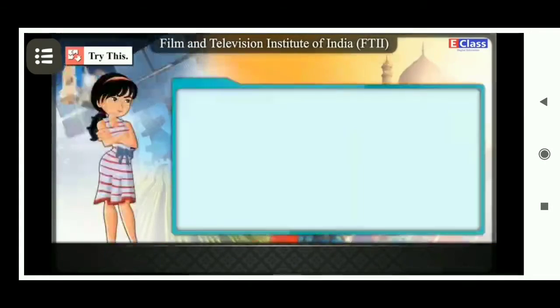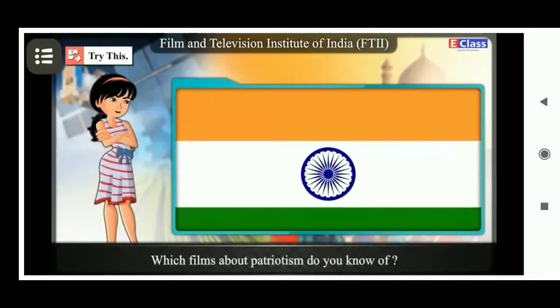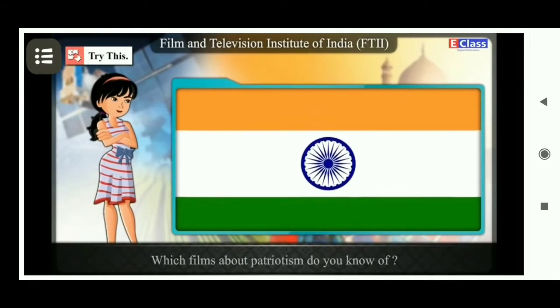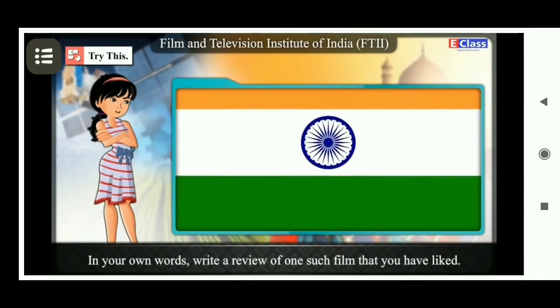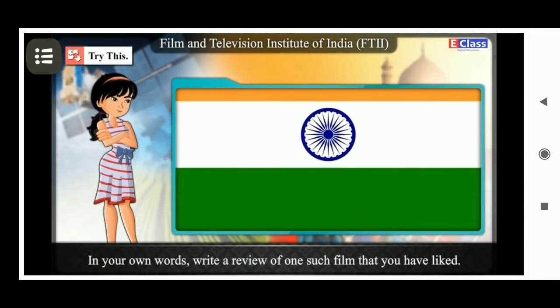Try this. Which films about patriotism do you know of? In your own words, write a review of one such film that you have liked.